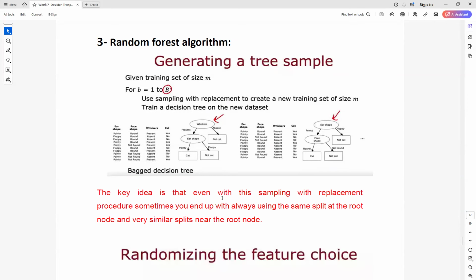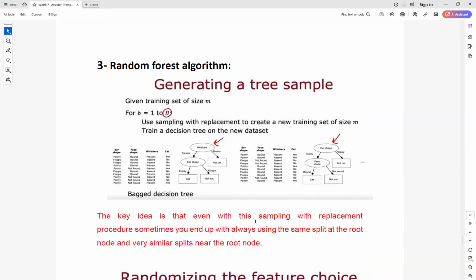The key idea is that even with this sampling with replacement procedure, sometimes you end up always using the same split at the root node and very similar splits near the root nodes. It means random forest is good, but sometimes, for example, you created 10 decision trees, but most of them are very similar to each other. So if this is the case, you cannot make a very good prediction. But random forest is one of the best algorithms that people use.